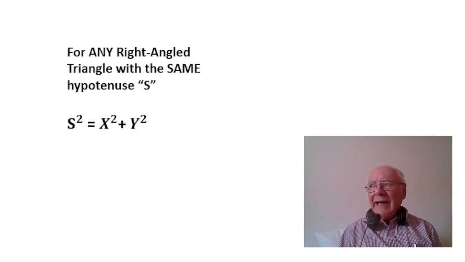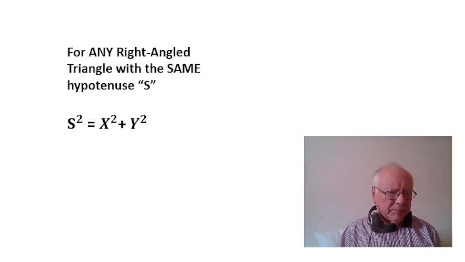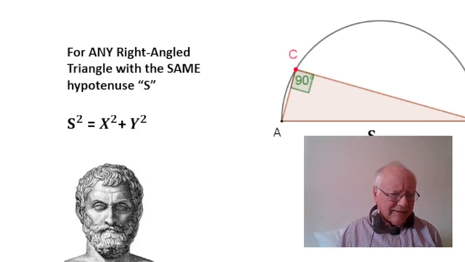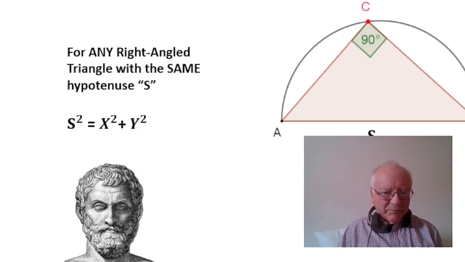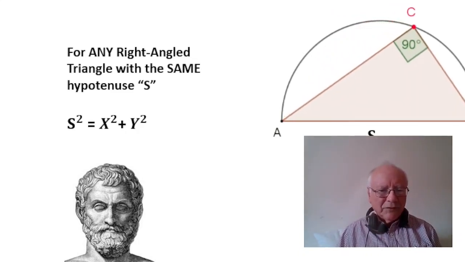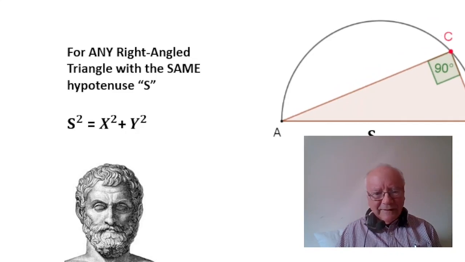You see, I said for a right-angled triangle, S squared is x squared plus y squared. So I'd like to change the wording of the theorem from "a" to "any". And what we have is for any right-angled triangle with the same hypotenuse, S, x squared plus y squared equals s squared. At first sight, it might not seem that there's any difference between that and the first Pythagoras' theorem, which I gave you. The difference is this guy.